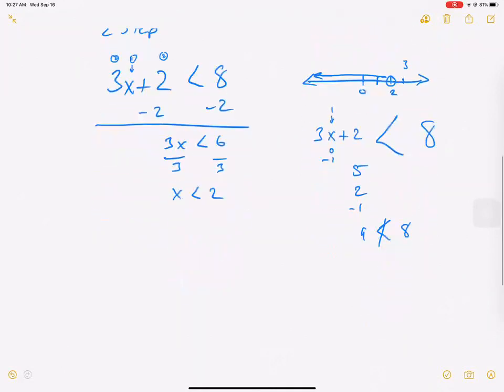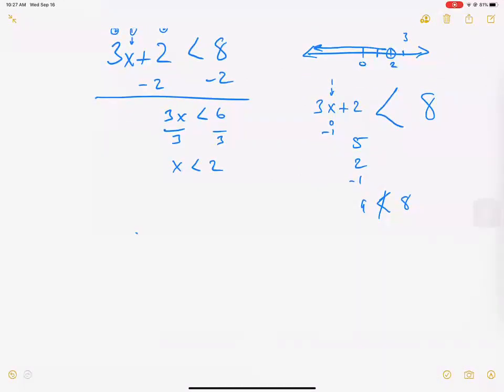Let's take a look at another one. If I say 3 over 2x is greater than or equal to 9.